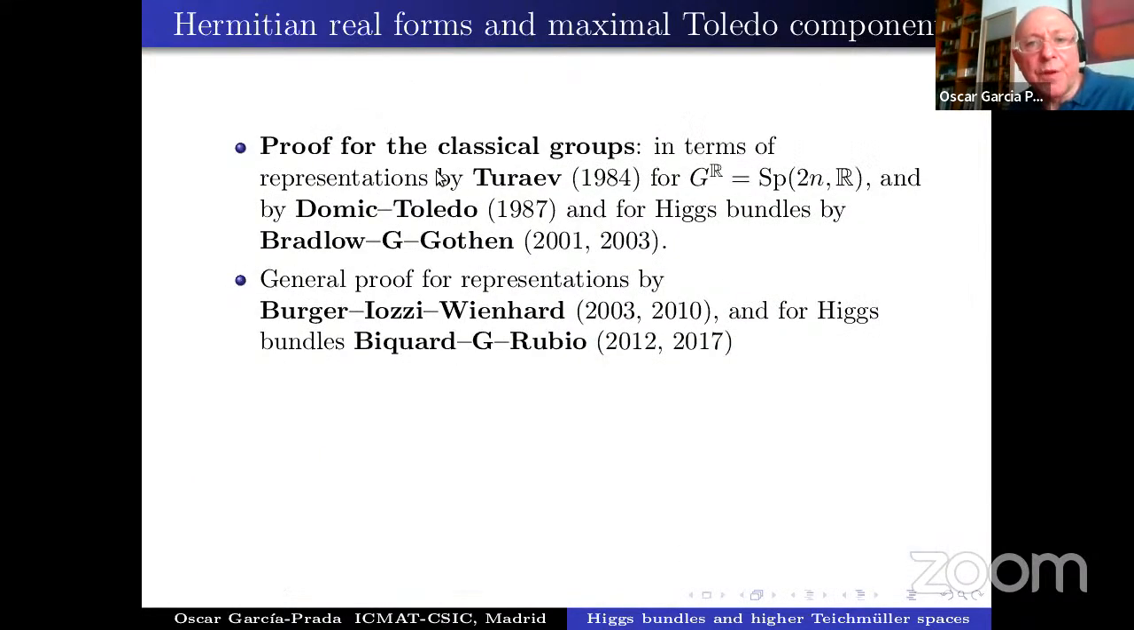This was proved for the classical groups. There is a lot of work for the classical groups in terms of representations, by Turaev for the symplectic group, and by Dupont and Toledo for the classical groups. And in the language of Higgs bundles, this was proved with my collaborators Peter Gothen and Steve Bradlow. A general proof, using classification, so including the exceptional groups, is given by Burger, Iozzi, and Wienhard in terms of representations, and using Higgs bundles in my work with Pican and Rubio.